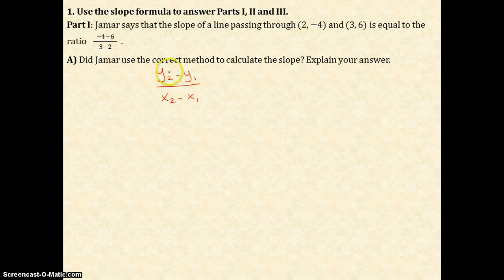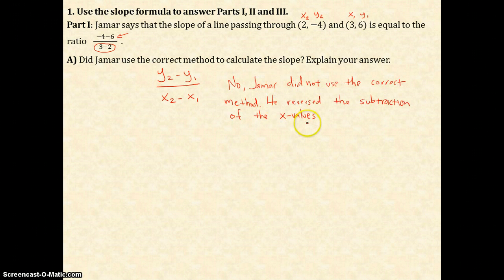So it looks like he's doing y2 and x2 for this point, x1, y1 for that point. So y2 minus y1 is -4 minus 6. So far that looks good. And then x2 minus x1 would be 2 minus 3. Uh-oh. That's 3 minus 2. So no, Jamar did not use the correct method. He reversed the subtraction of the x values.